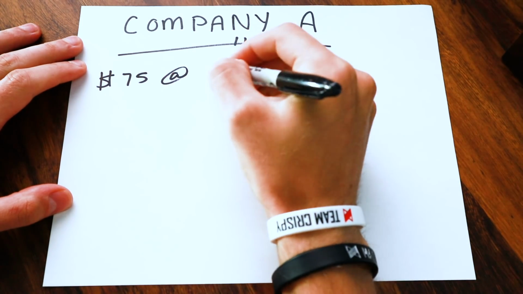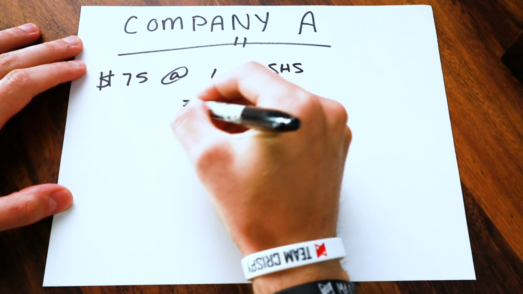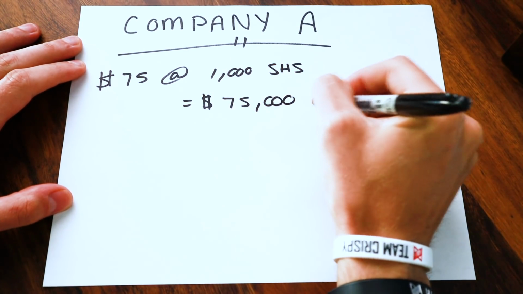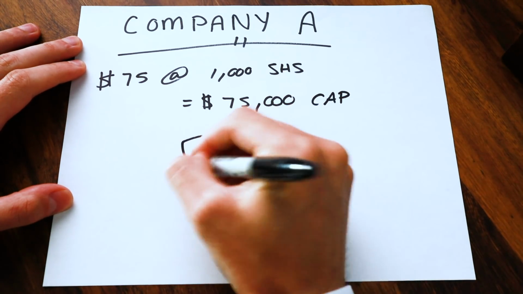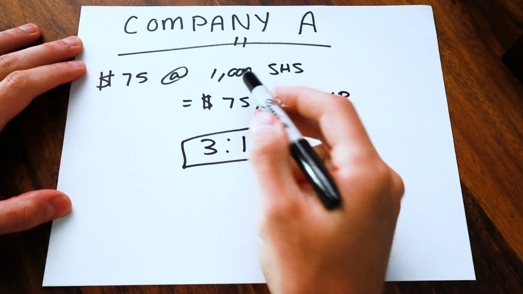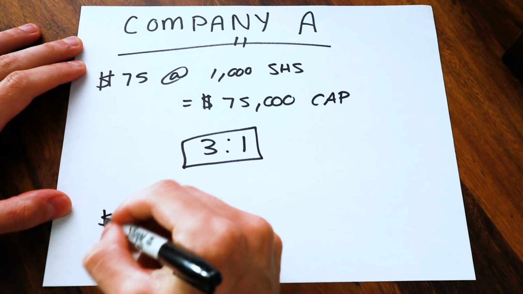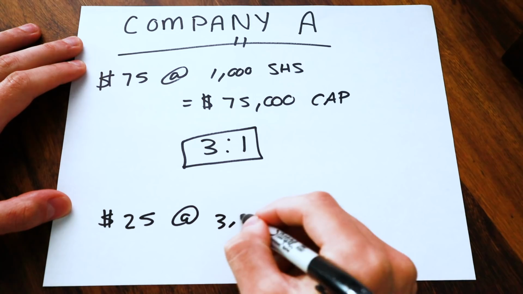This gives it a market cap of $75,000, $75 per share, with 1,000 shares outstanding. The company then implements a 3-for-1 stock split. For each share shareholders currently own, they receive 3 shares. They now have 3 shares for each one previously held, but the stock price is also divided by the ratio, in this case 3, from $75 to $25.